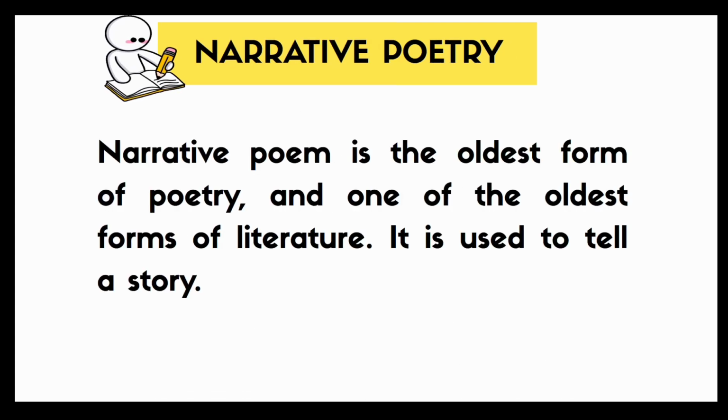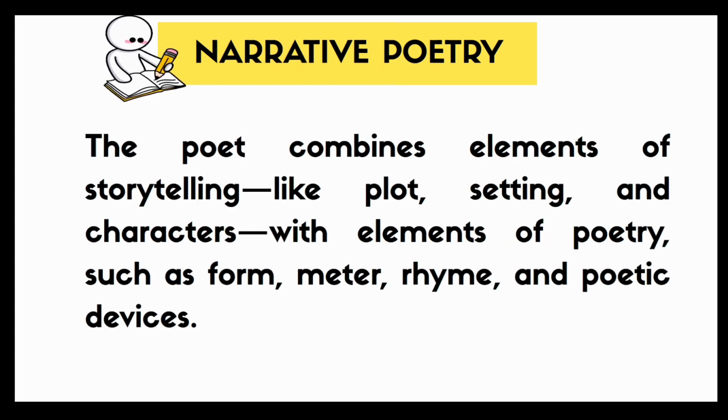Narrative poetry. Narrative poem is the oldest form of poetry and one of the oldest forms of literature. It is used to tell a story. In narrative poetry, the poet combines elements of storytelling like plot, setting, and characters with elements of poetry such as form, meter, rhyme, and poetic devices.